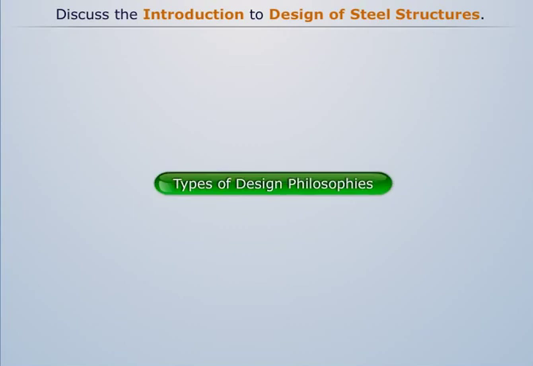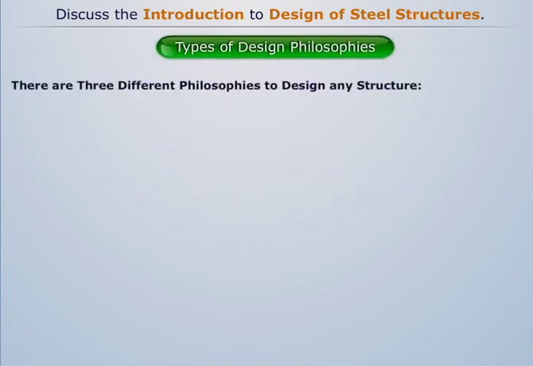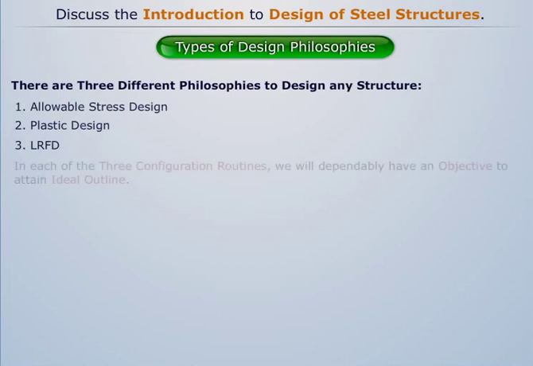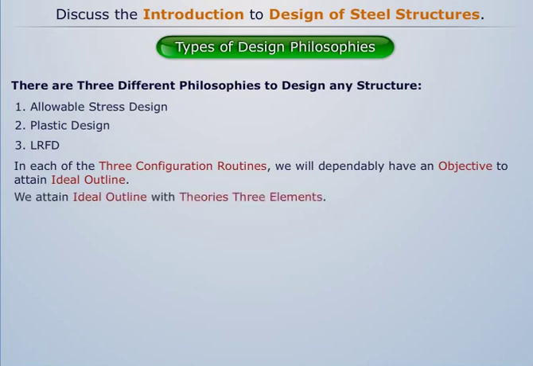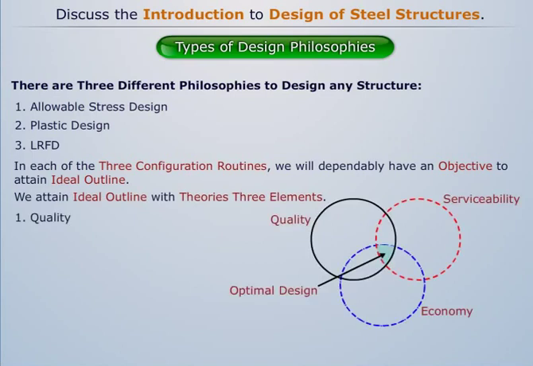Types of design philosophies. There are three different philosophies to design any structure: allowable stress design, plastic design, and LRFD. In each of the three design methods, we will always have an objective to attain an optimum design. We attain optimum design with three elements: strength, serviceability, economy.